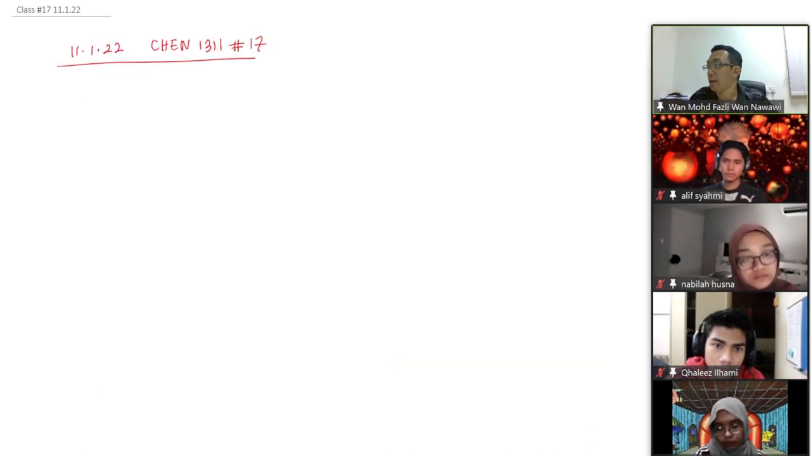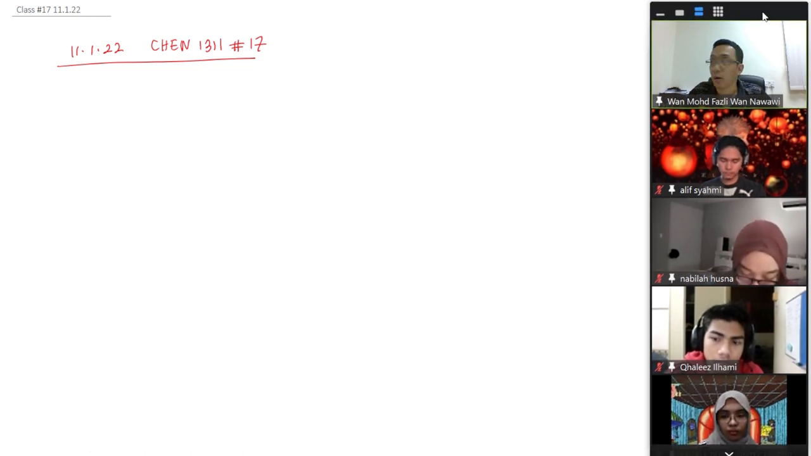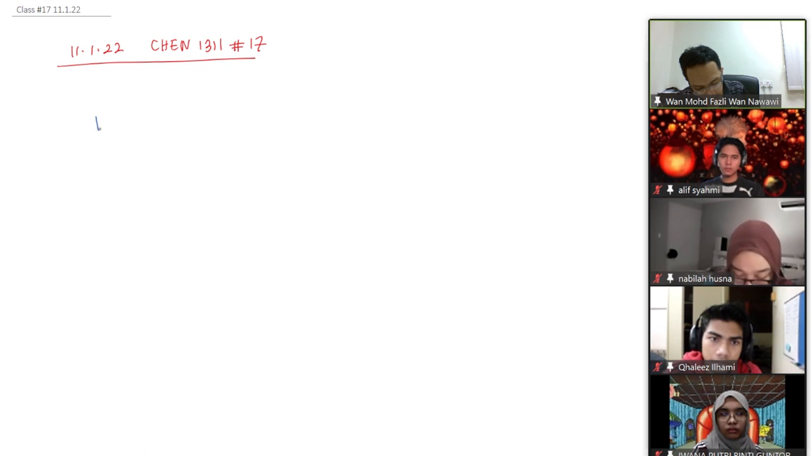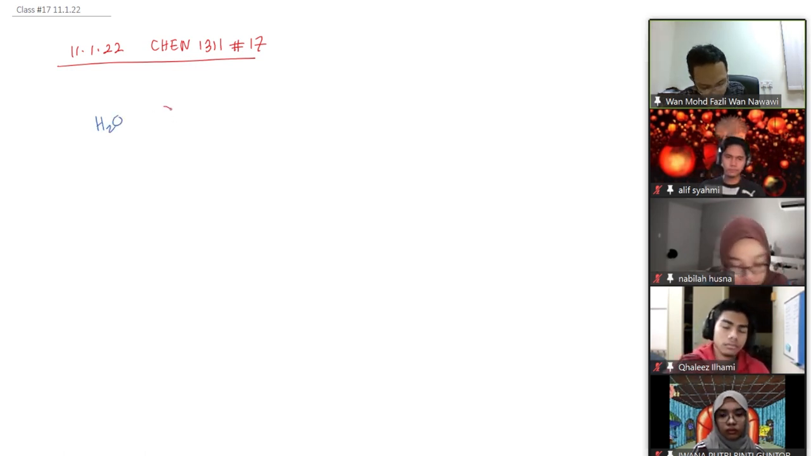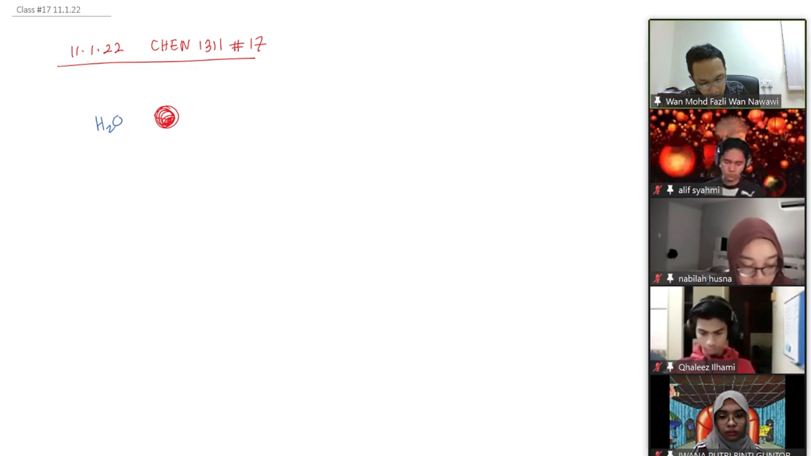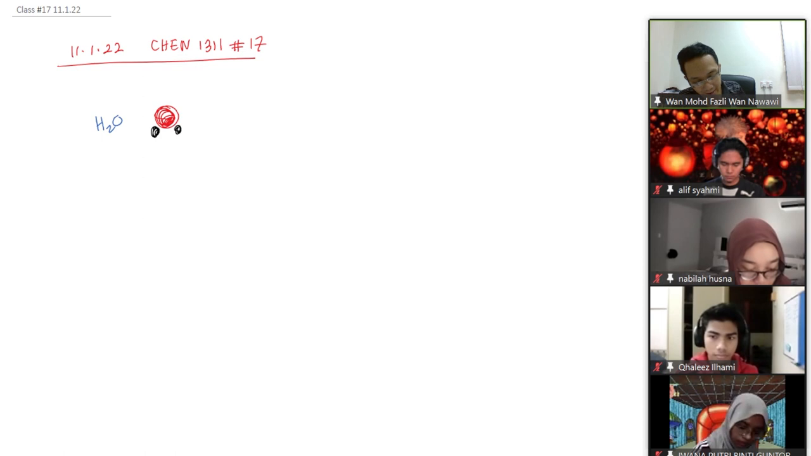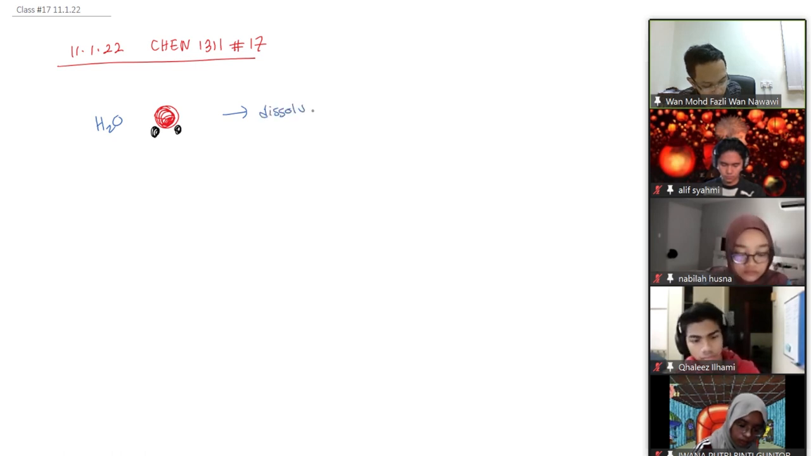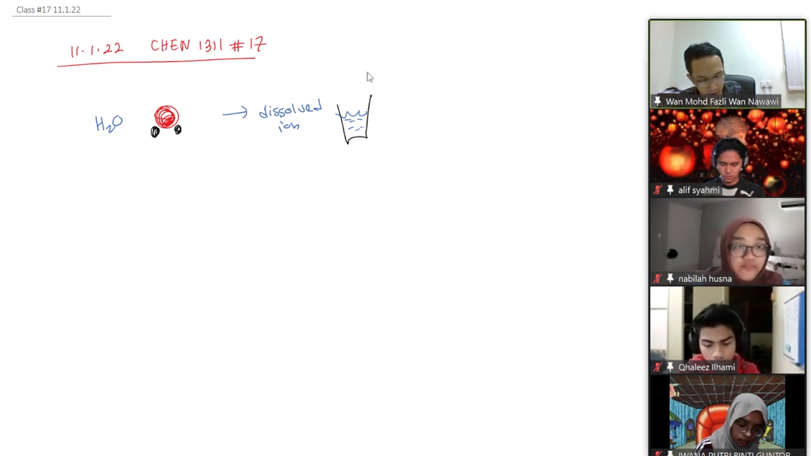We also learned about the water molecule, H2O. You have oxygen and also hydrogen there. This can also conduct electricity, provided there are dissolved ions in the water. For example, if you have a cup of water and inside you have dissolved ions, then it can conduct electricity. But pure water normally cannot conduct.